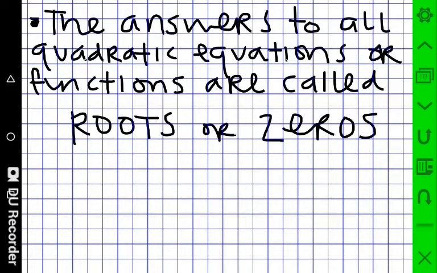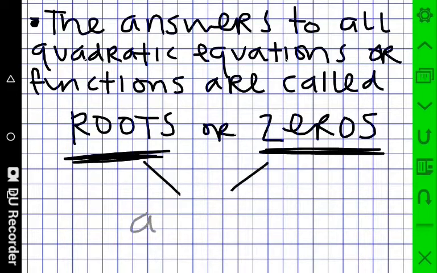All right, the answers to all quadratic equations or functions are called roots or zeros. So you're going to hear me say those words, roots or zeros, but all they really mean are answers. They're going to be the answers. So I'll say the roots is x equals 2, or the zeros are x equals 2, and that just means that they're the answers.